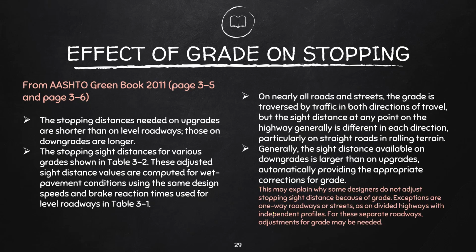Generally, the sight distance available on downgrades is larger than on upgrades, automatically providing the appropriate corrections for grade. This may explain why some designers do not adjust stopping sight distance because of grade. Exceptions are one-way roadways or streets, as on divided highways with independent profiles for these separate roadways. Adjustments for grade may be needed.